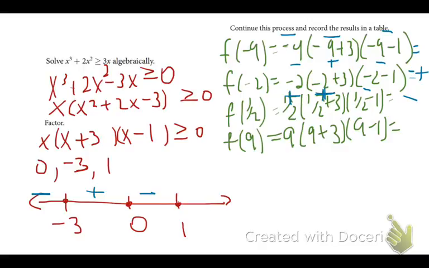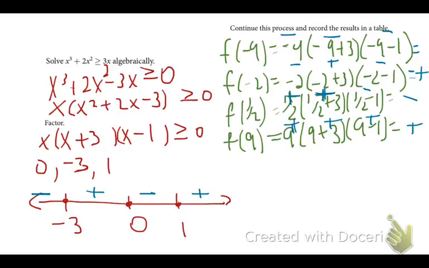Okay, so 9 is positive. What's 9 plus 3? Positive. And 9 minus 1? Positive. So a positive times a positive times a positive is positive. All right.